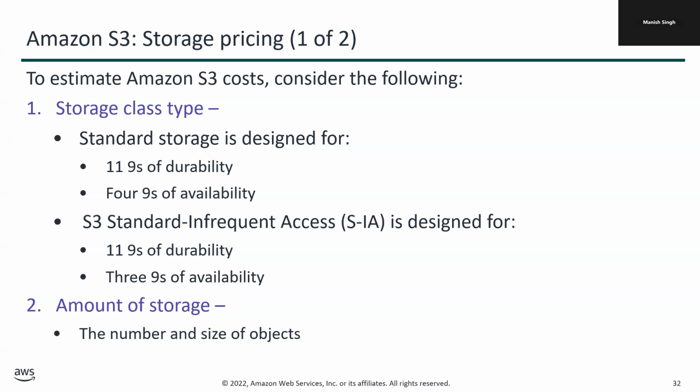We can use S3 Standard infrequent access, we saw, right? S-I-A, which is designed for 3 nines of availability and 11 nines of durability. These are cheaper. If data is not frequently accessed, we can always move it to a lower storage tier. We can configure it such that it will go to the lower tier, right?